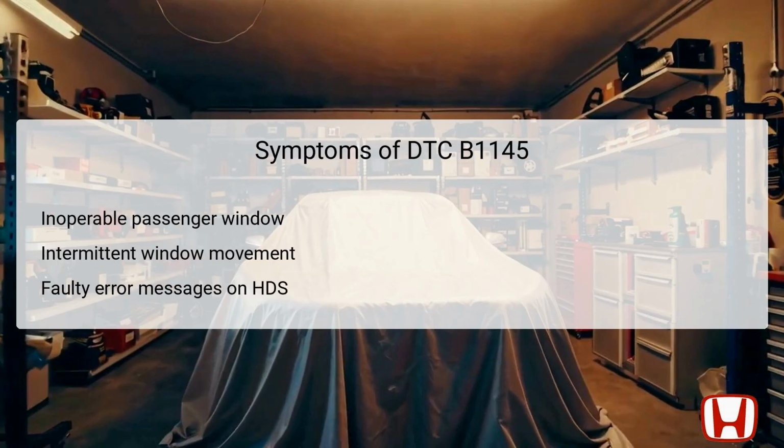There are several symptoms that can manifest when DTC B1145 is present in a Honda Accord. The most apparent symptom is an inoperable front passenger window, where actions to open or close the window will yield no result. Additionally, there might be instances of intermittent window movement, where the window operates sporadically, leading to frustration for passengers. Such inconsistency can often cause confusion and result in the need for further diagnosis.